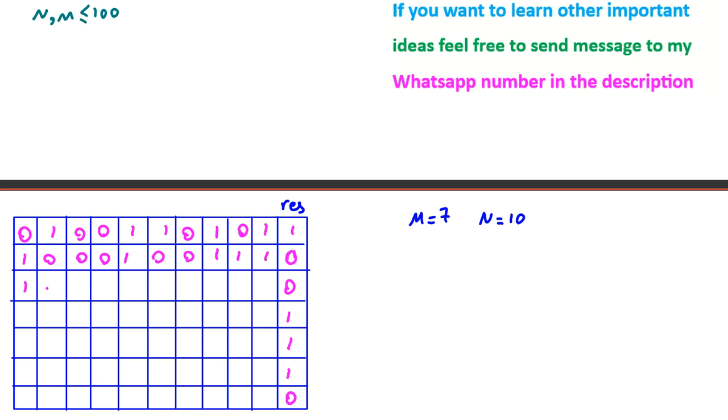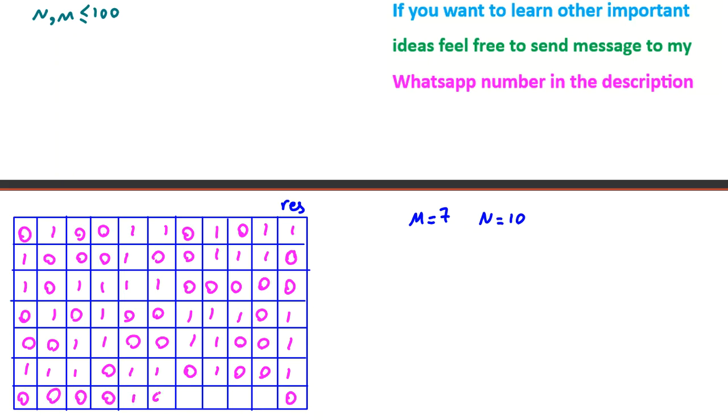And the next one, we can fill 1, 0, 1, 1, 1, 1, 0, 0, 0, 0. Next one 0, 1, 1, 1, 0, 0, 1, 0, 1, 0. Next one is 0, 0, 1, 1, 0, 0. For example, 1, 1, 0, 0. Next one is 1, 1, 1, 0, 1, 1, 0, 1, 0, 0. And the last one is 0, 0, 0, 0, 1, 0, 1, 0, 1, 0.